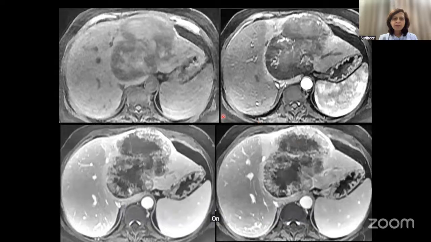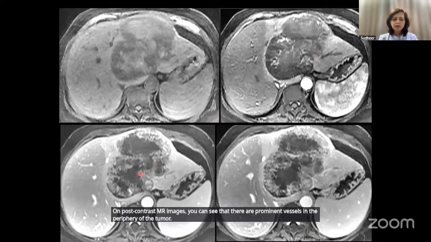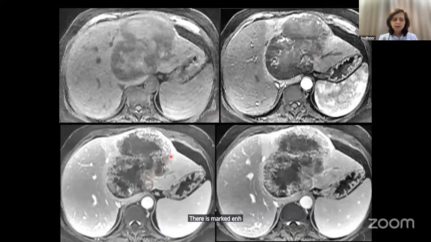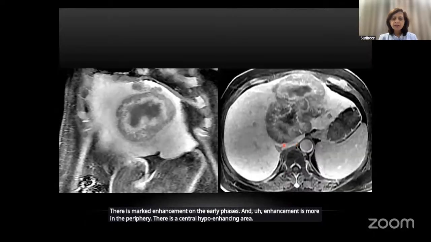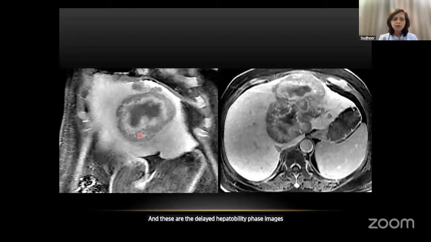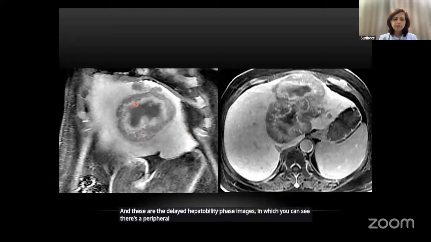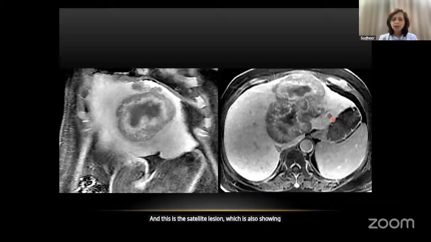On post-contrast MR images, you can see that there are prominent vessels in the periphery of the tumor. There is marked enhancement on the early phases, and enhancement is more in the periphery. There is a central hypoenhancing area. And these are the delayed hepatobiliary phase images in which you can see there is a peripheral washout and contrast has migrated towards the center of the lesion, except for a small hypoenhancing central area. And this is the satellite lesion, which is also showing hypoenhancement.